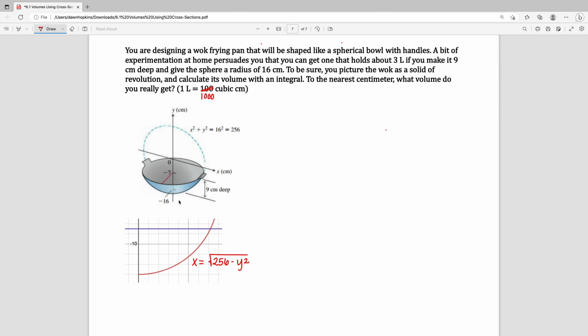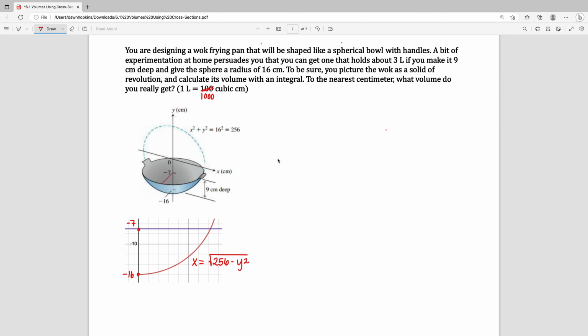And it says that the wok is going to be 9 centimeters deep. So if this bottom value here is negative 16, 9 centimeters above that would be the value of negative 7. So I'm going to take this curve, revolve it around the y-axis on the interval from negative 16 to negative 7. I'm using the disc method because the region that I'm revolving is sitting right on the axis of revolution.